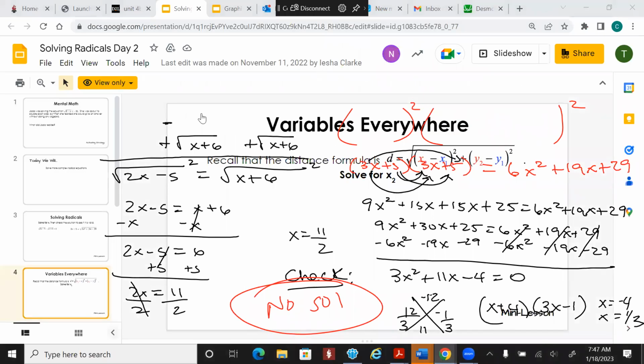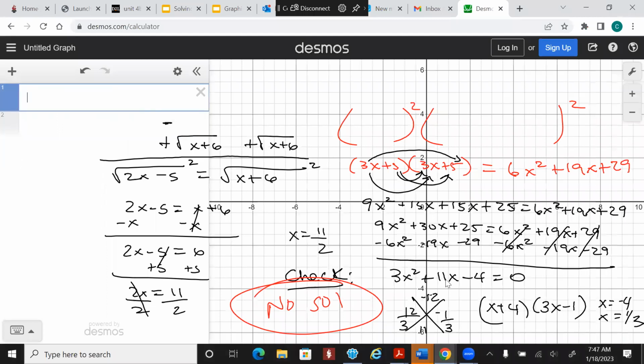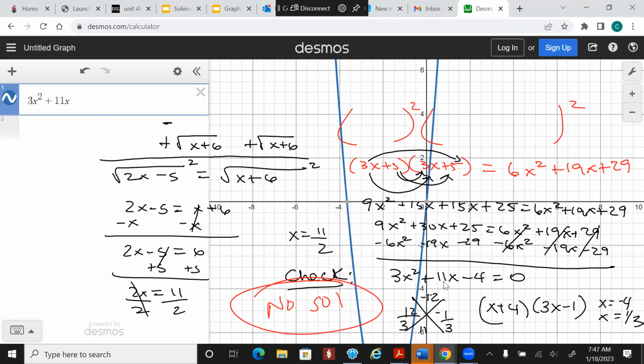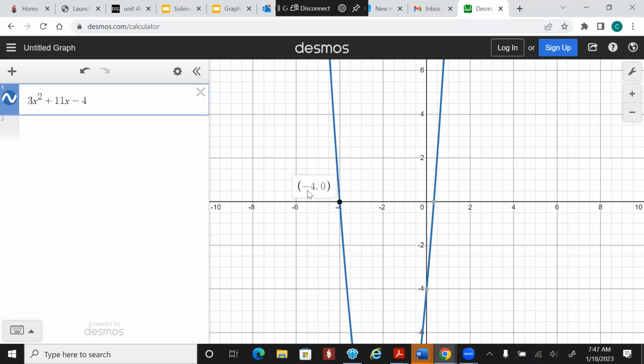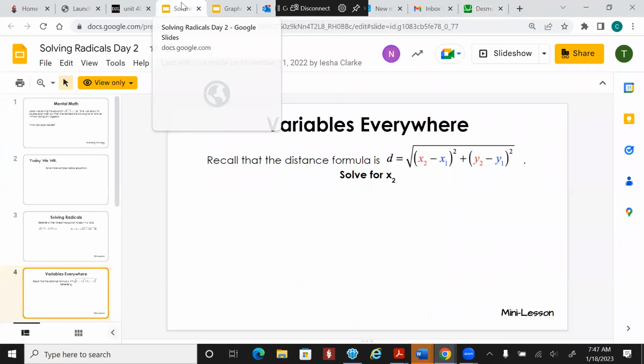So when I come in here and I graph this equation down here at the bottom, okay, so I'm going to hit clear really quick and I'll come back. Notice how it crosses at negative 4 and it crosses at 1/3 or 0.33. That way I don't have to do a bunch of math. But what you do have to do is plug in both of those things back into the original problem.